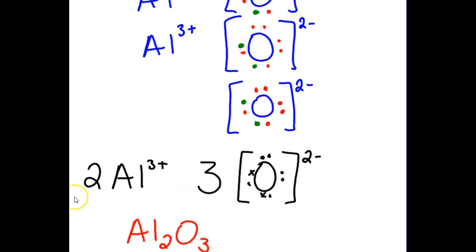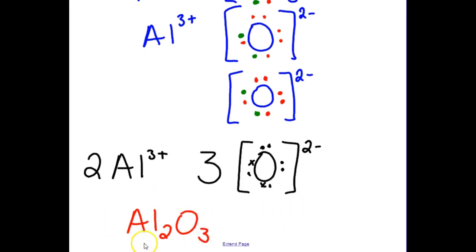You can write this also like this, where we put the big coefficient out in front so we don't have to redraw that diagram over and over again. And that tells us that the chemical formula for aluminum oxide is Al2O3, where there are 2 aluminums for every 3 oxygens.